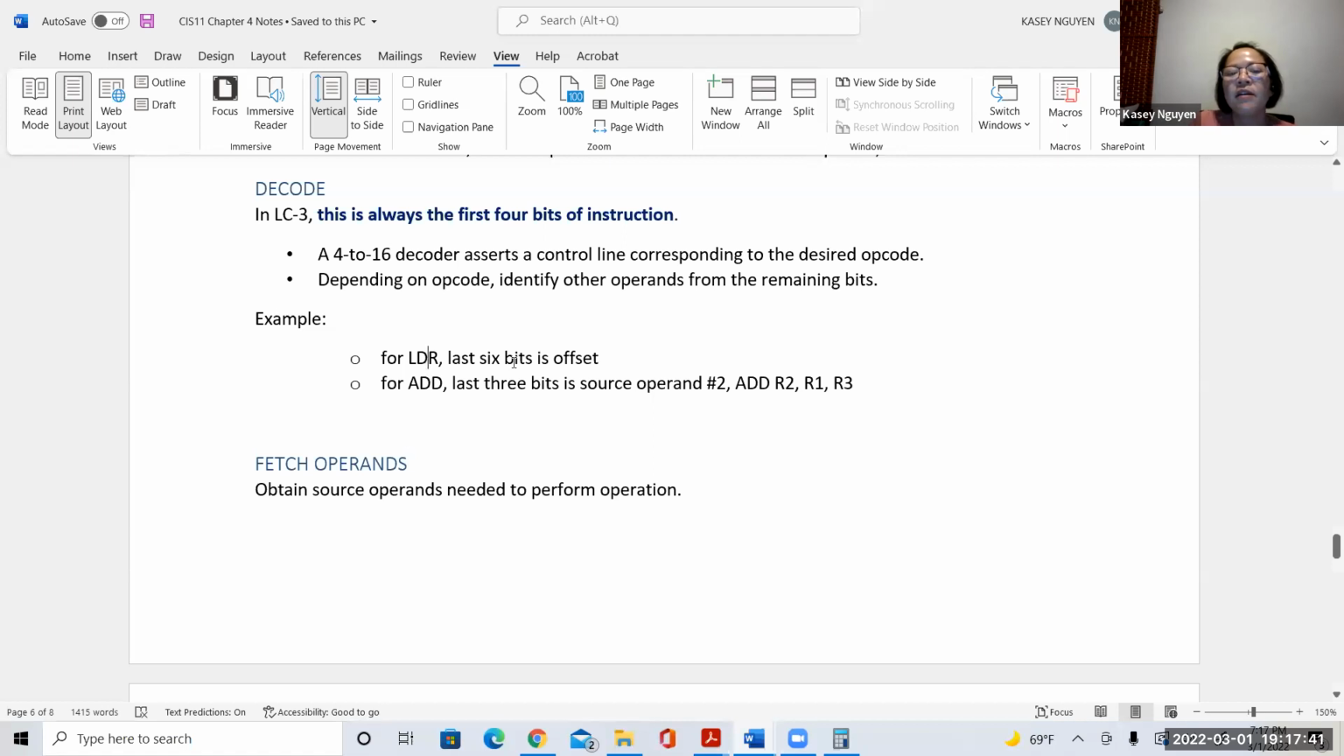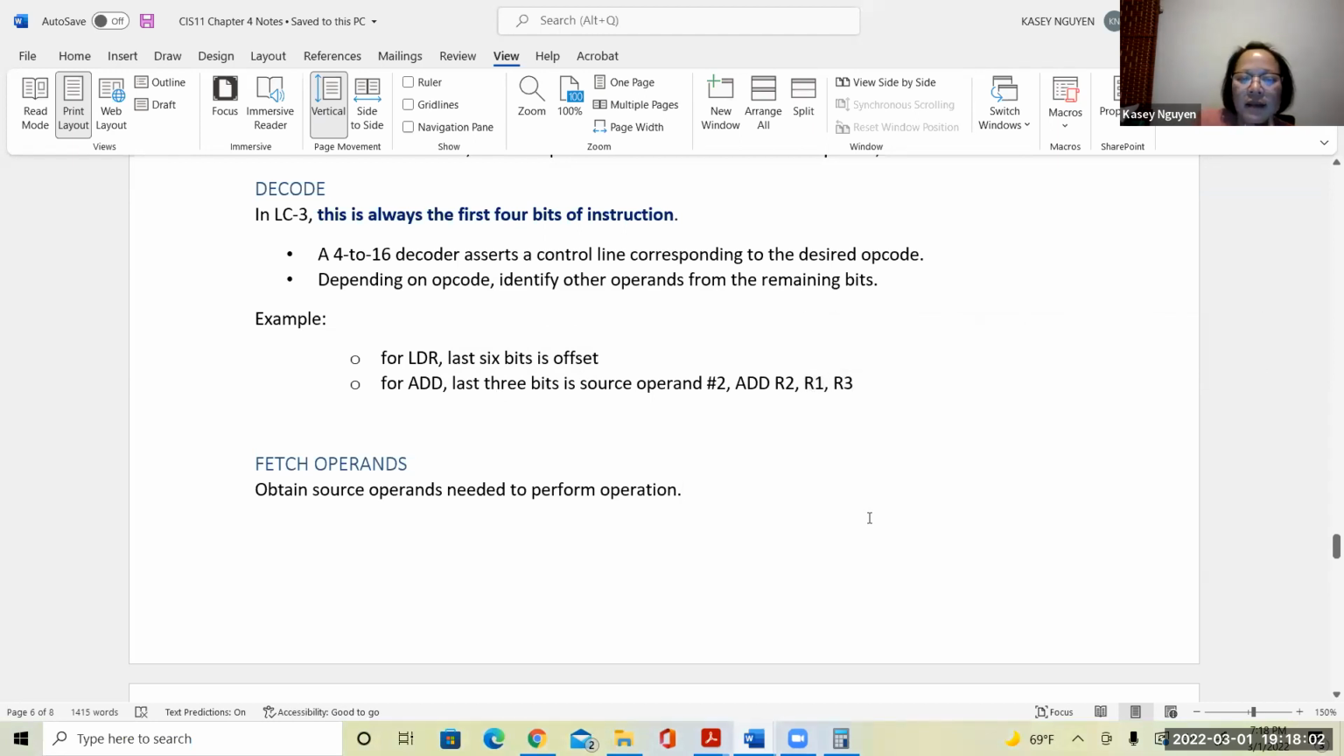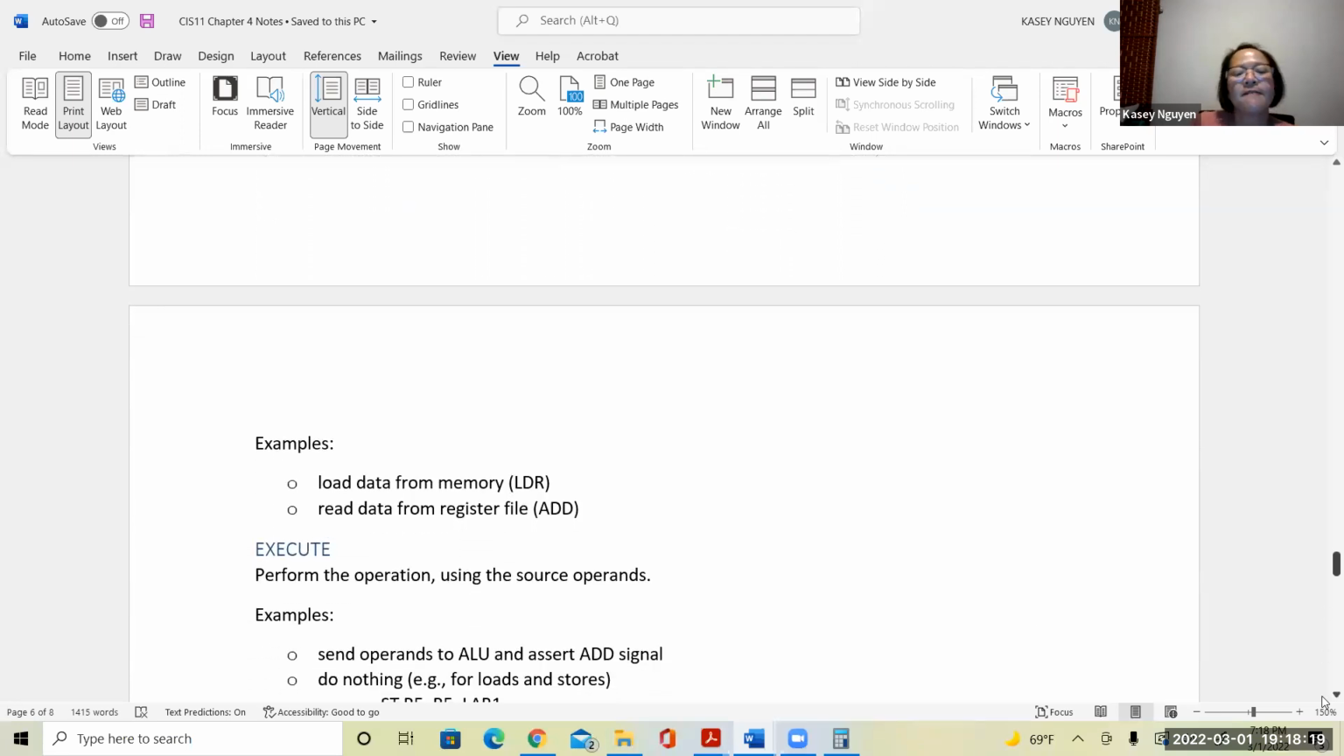So for the LDR, the last 6 bits are dedicated to the offset. If you're doing an add, the last 3 bits are for the operand R3. Then it skips 3 bits, and in the middle it handles R1. Okay, so that gets it ready for the next part, which is fetching your operands, and how it's going to treat the data or addresses, or the label at an address.